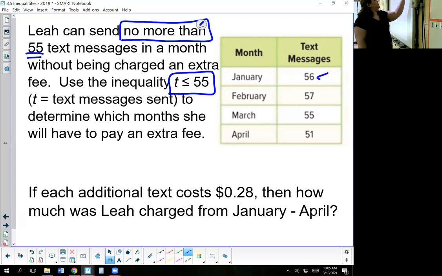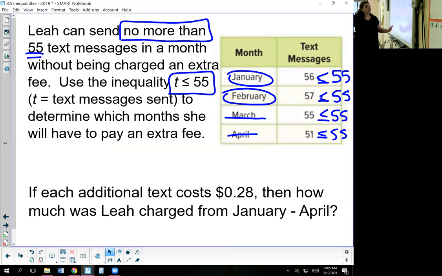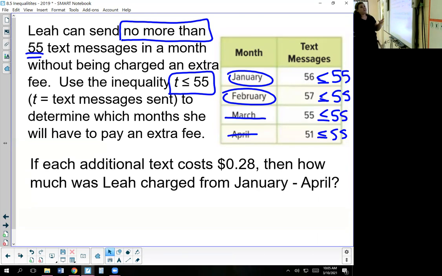So let's see which months hold true where she's going to get charged. Is 56 less than or equal to 55? It is not. This month she's going to get charged. Is this true? Nope. She's going to get charged that month. Is this true? Yes. So she's not going to get charged. She's going to be safe that month. And she's also going to be safe this month. So which months does she get charged? She's going to get charged on January and February.